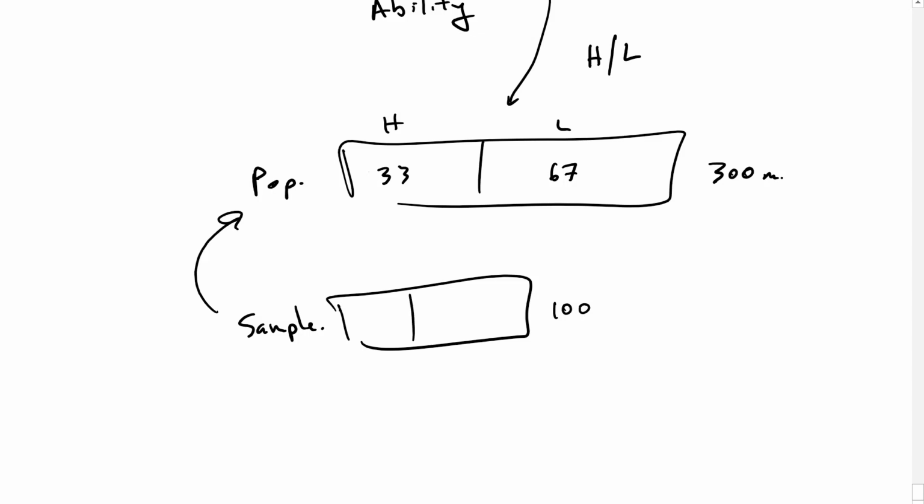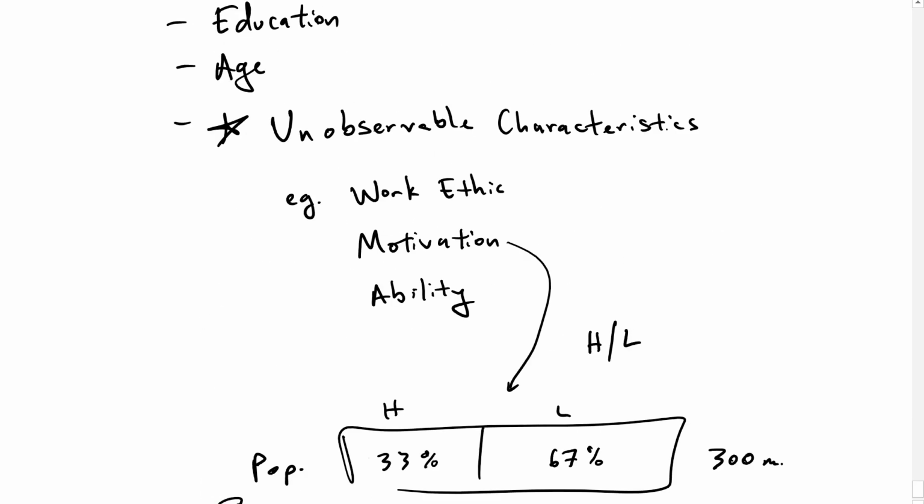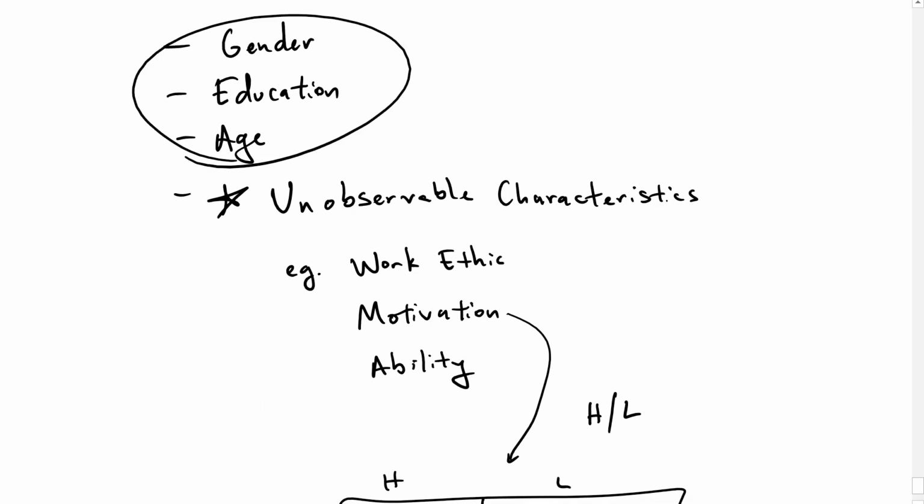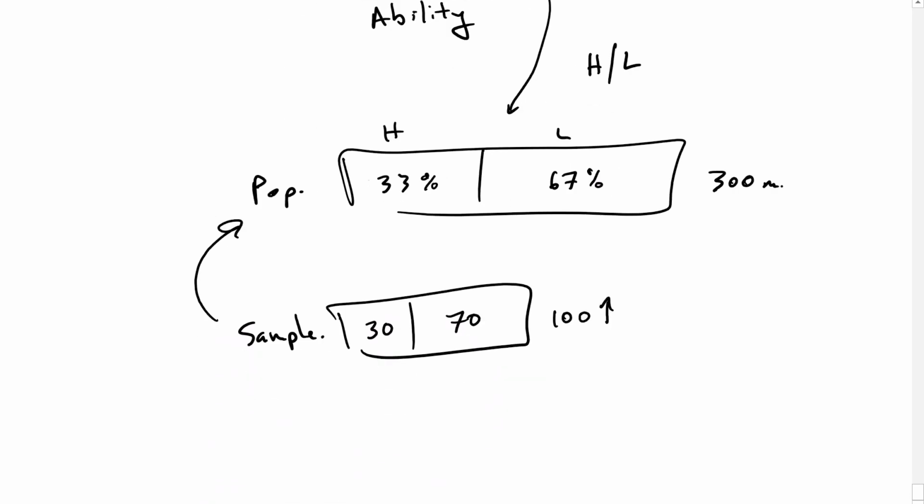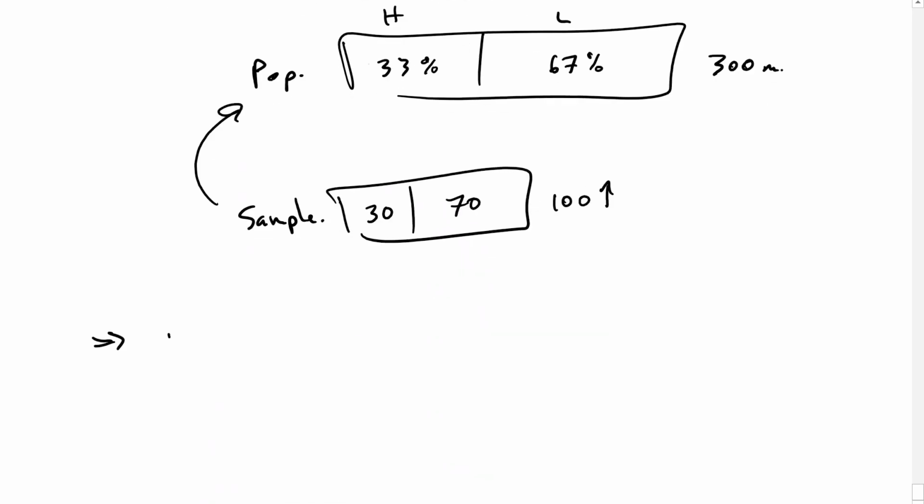So with 100 people, maybe we'll end up with 30 people who are highly motivated and 70 people who are not. We're not straight at 33% and 67%. But again, as that sample gets larger and larger, we're going to approach the averages found in the population. It's true for observable characteristics. It's true for unobservable characteristics. Okay, and that's the critical piece about random assignment.